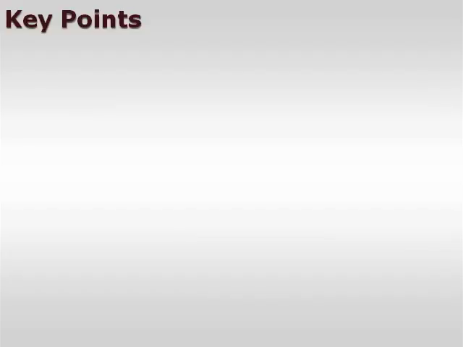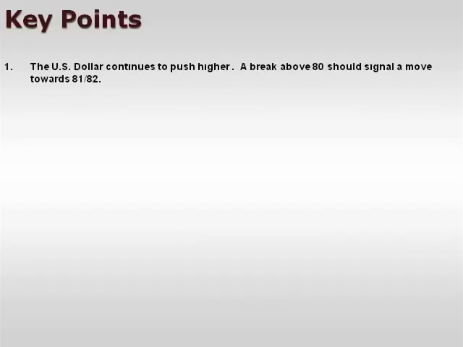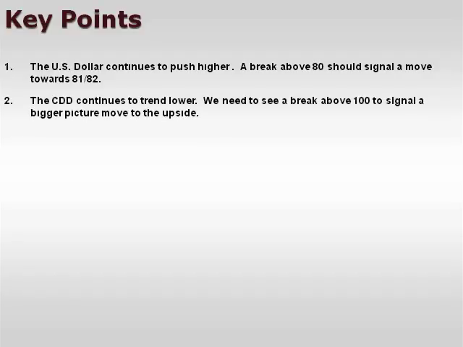Let's take a look at a few of our key points. First of all, the US dollar continues to push higher. A break above 80 should signal a move towards 81-82. The CDD continues to trend lower. We need to see a break above 100 to signal a bigger picture move to the upside.